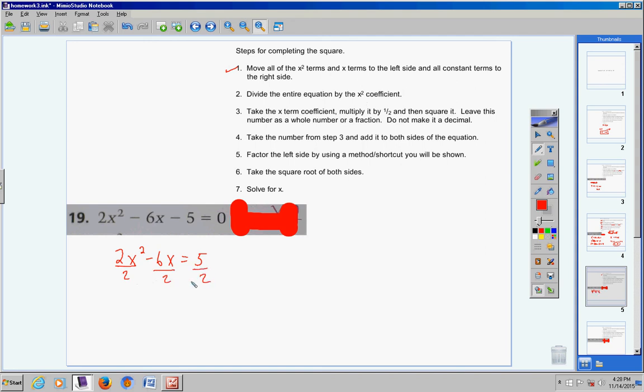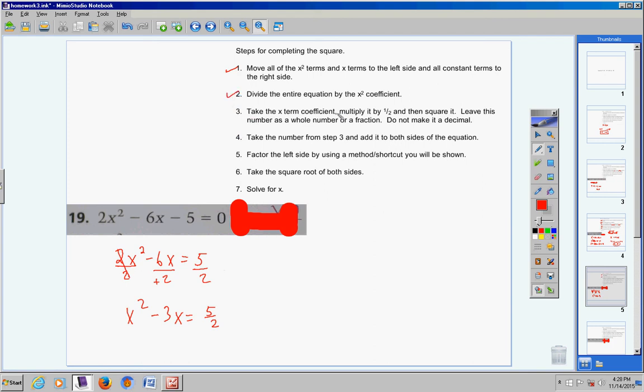Everything by 2. Every term by 2. Cancel leaves you with x squared, negative 3x, because you have a negative divided by a positive, equals 5 over 2. Now remember, we don't want any decimals. Leave everything in fractions or whole numbers. Okay? Now, step 2 is done.